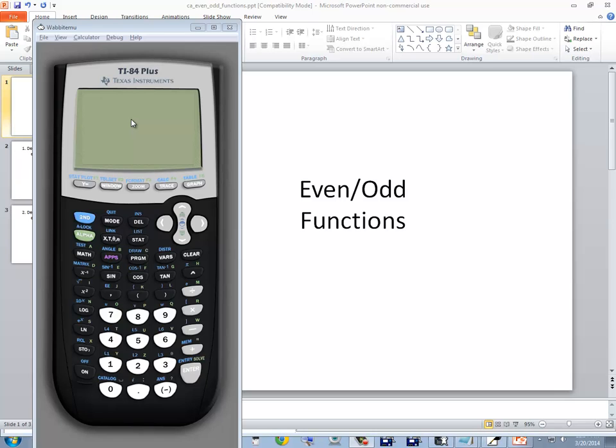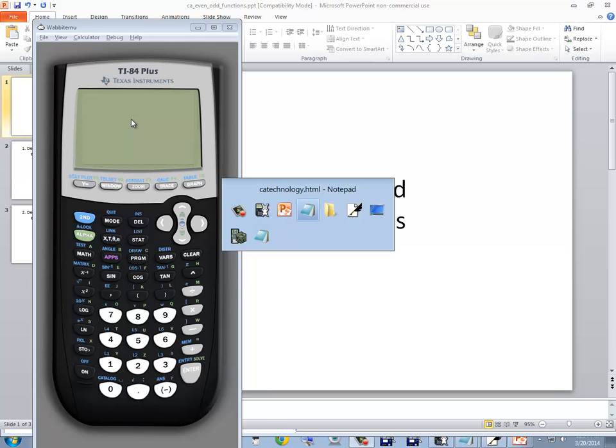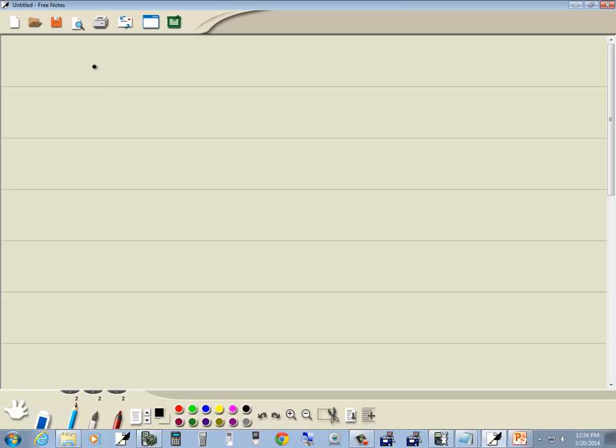Let's take a look at working with even and odd functions on a TI-84 Plus calculator. General idea is, if you've got an even function, this is an example of one, it's symmetric to the y-axis, which means you can take the right side of the graph and flip it across the y-axis and it'll land exactly on this side of the graph. That means it's symmetric to the y-axis, which means it's even.